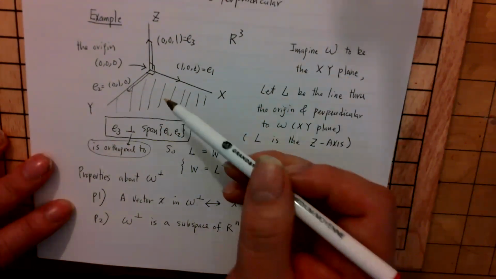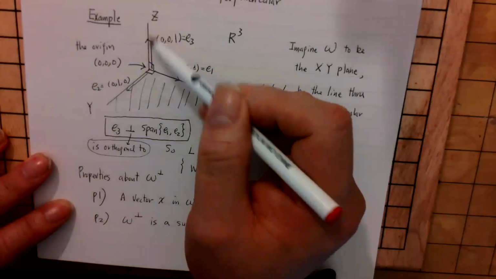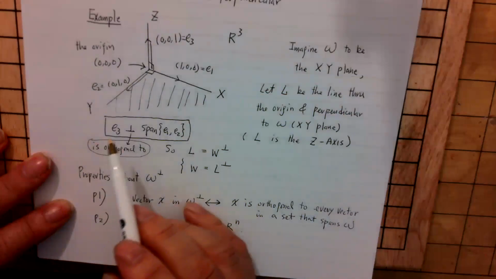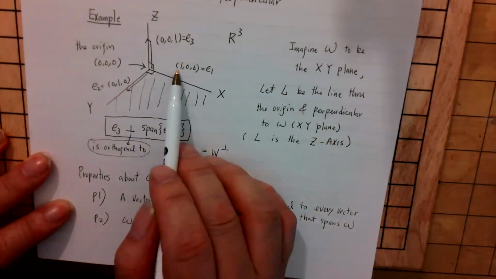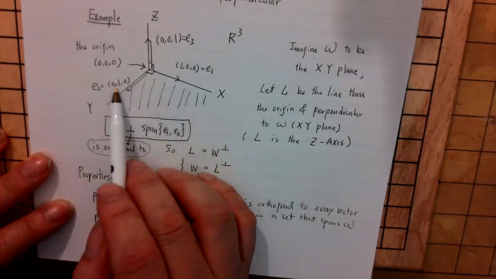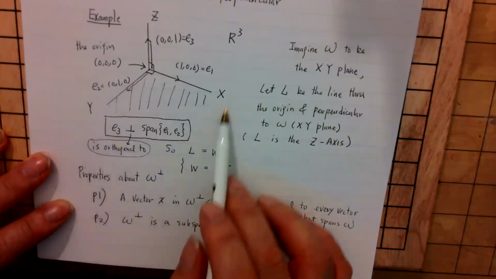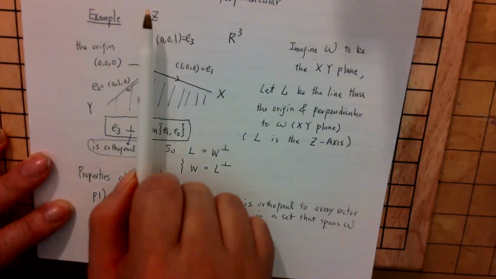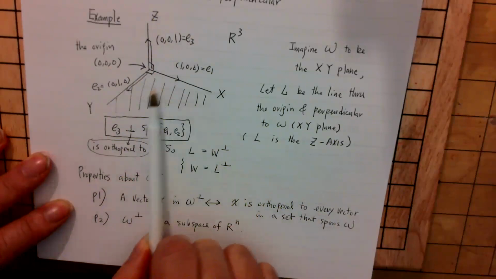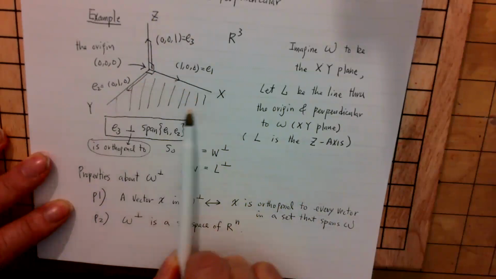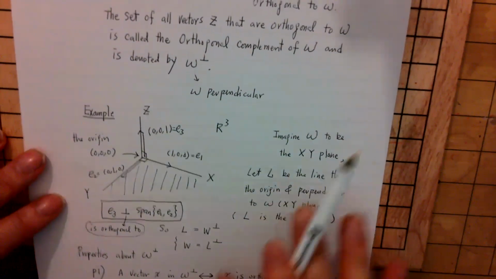Suppose Z is this Z-axis, and W is formed by (1, 0, 0) and (0, 1, 0). So W is the xy plane. Okay? So this vector Z is perpendicular to each vector in the xy plane. Okay? So this is the situation you can imagine.